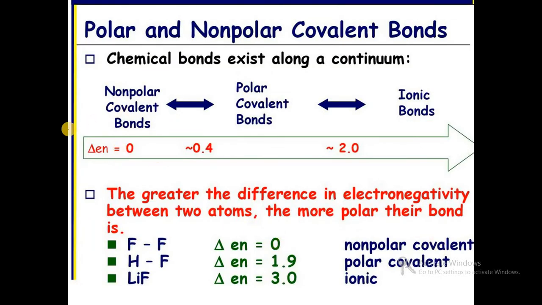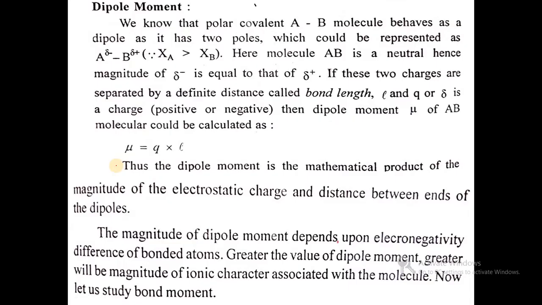So the chemical bond exists along a continuum: non-polar covalent bond, polar covalent bond and ionic bond, with increasing electronegativity difference. Then the next parameter we will see is what a dipole moment is.